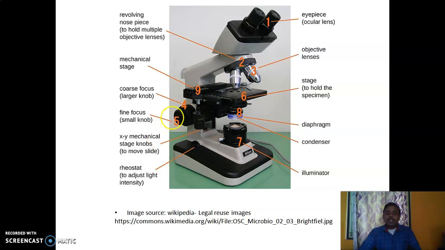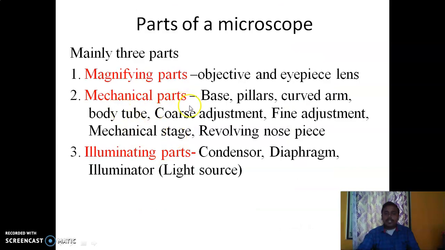Next, you have an XY stage knob. You can see here in the bottom, you have a stage knob. This stage knob helps the stage move in different directions. If you want to move it, you can use these XY mechanical stage knobs. The last one you have here in the bottom is a rheostat. The rheostat is used to adjust the light intensity, because you are going to pass a light source to observe your image. If you want to adjust the light intensity, you can. These parts we call the mechanical parts because they support the magnifying parts and illuminating parts.